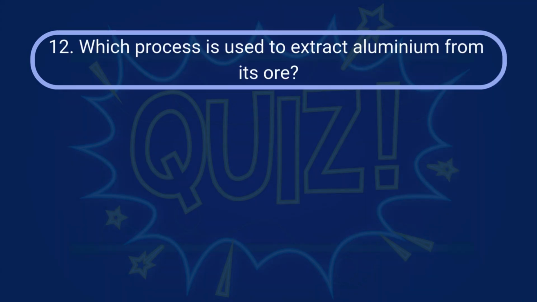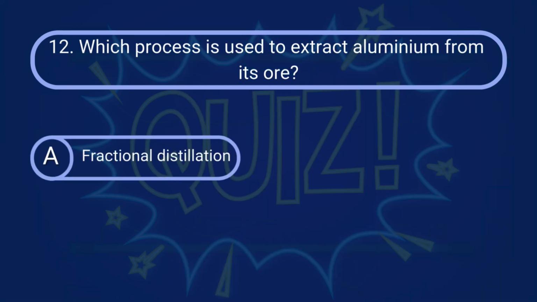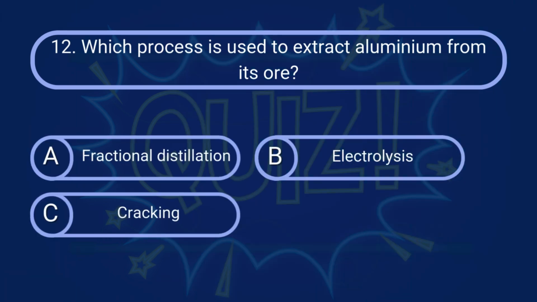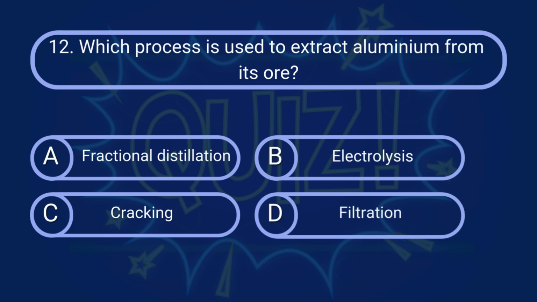Which process is used to extract aluminium from its ore? Fractional distillation, electrolysis, cracking, filtration. Try your luck. The correct option will be electrolysis. Time for the next one.